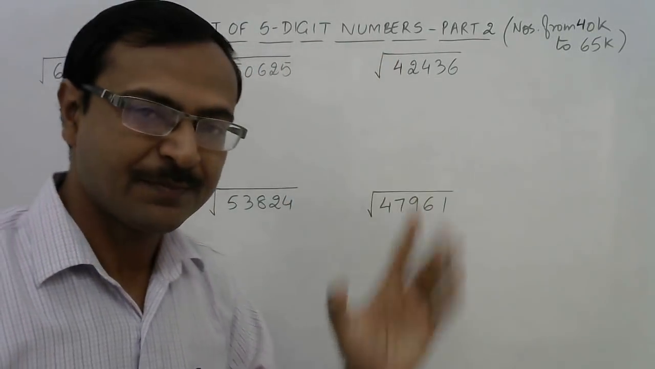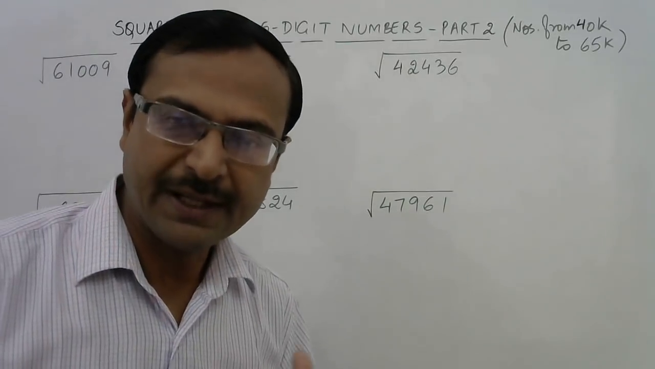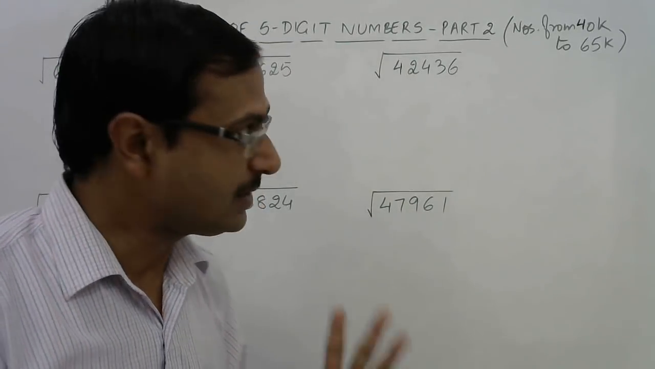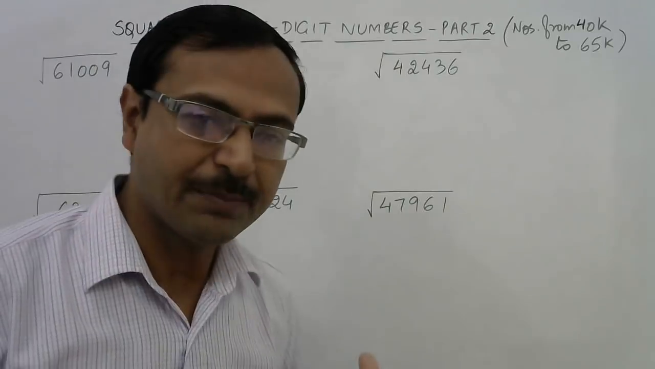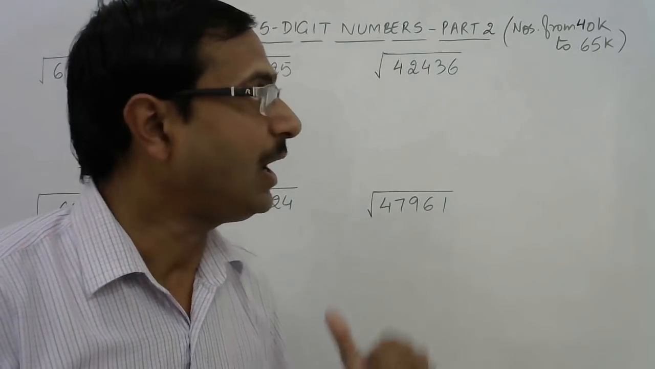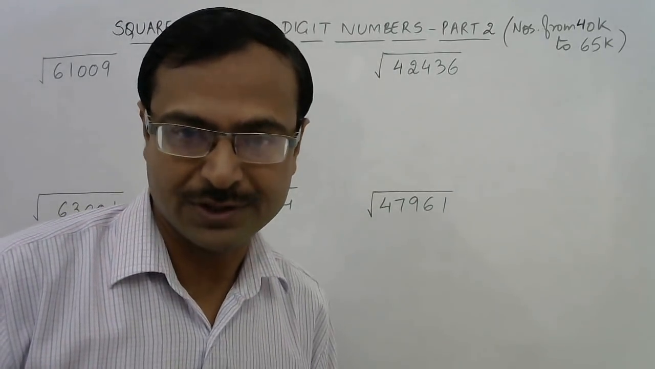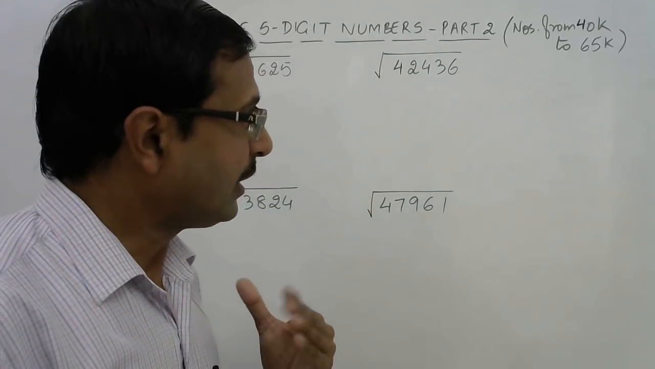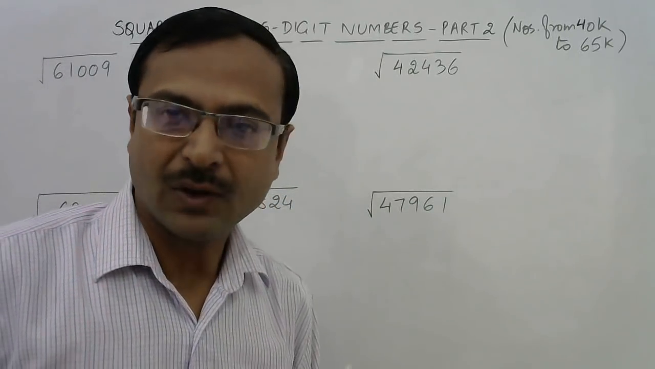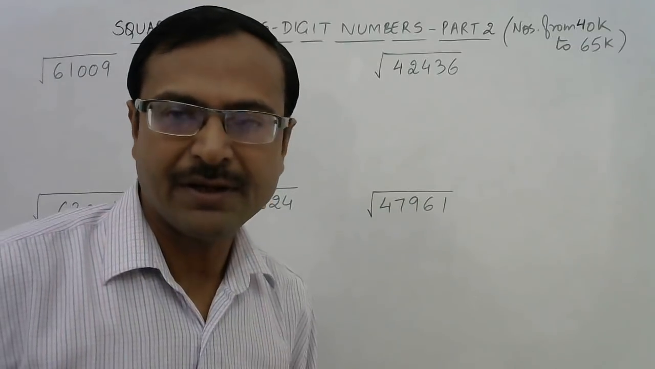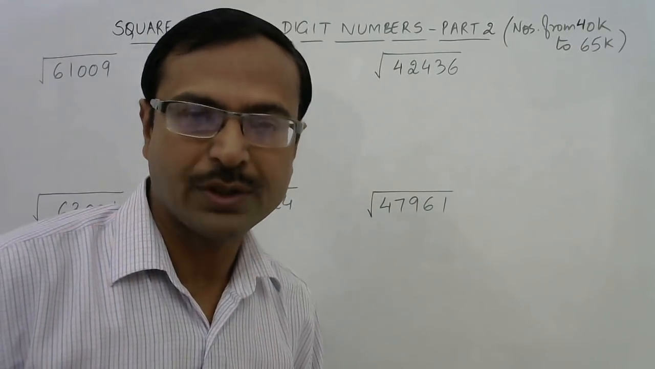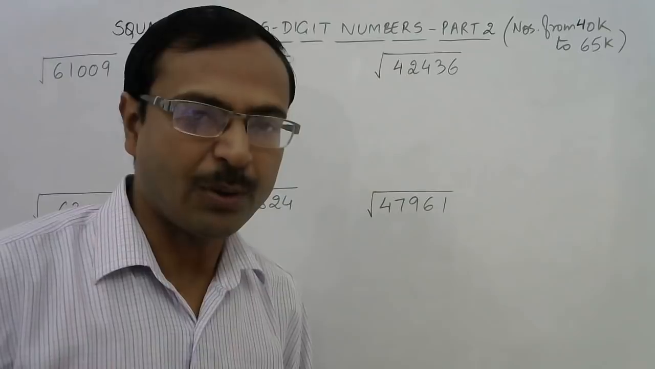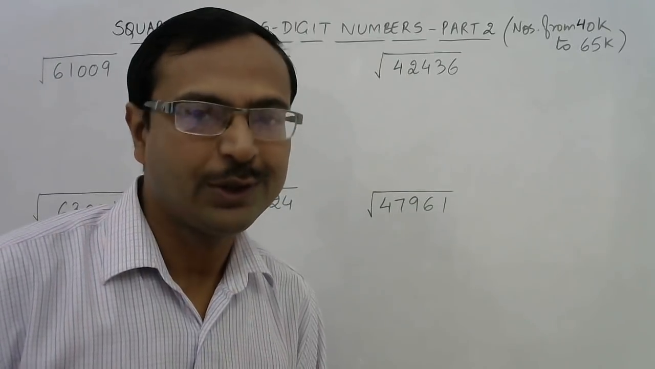Hello friends, I hope you have seen the first part of the series of videos on squaring 5-digit numbers. I took up numbers from 10,000 to 40,000, and in this video, in part 2, I am going to take up numbers beyond 40,000 up to 65,000. The method remains the same, but the complexity increases a little bit because now you need to know the squares of numbers from 21 to 30.